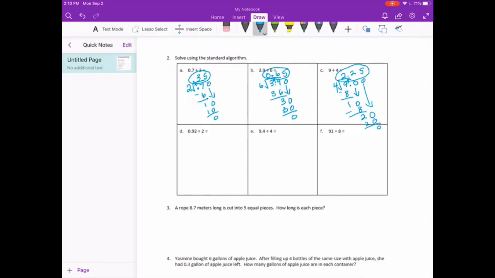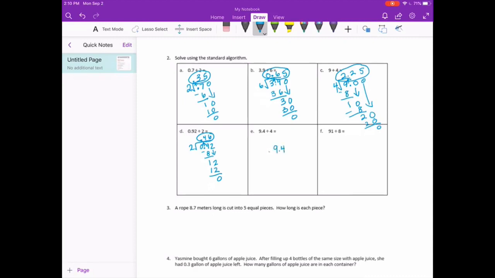92 hundredths divided by 2. 2 can't go into 0, but 2 can go into 9 4 times. 4 times 2 is 8. We subtract. 9 minus 8 is 1. Bring down the 2. We get 12. 2 goes into 12 6 times. 6 times 2 is 12. No remainder. Bring the decimal point straight up, and 46 hundredths.